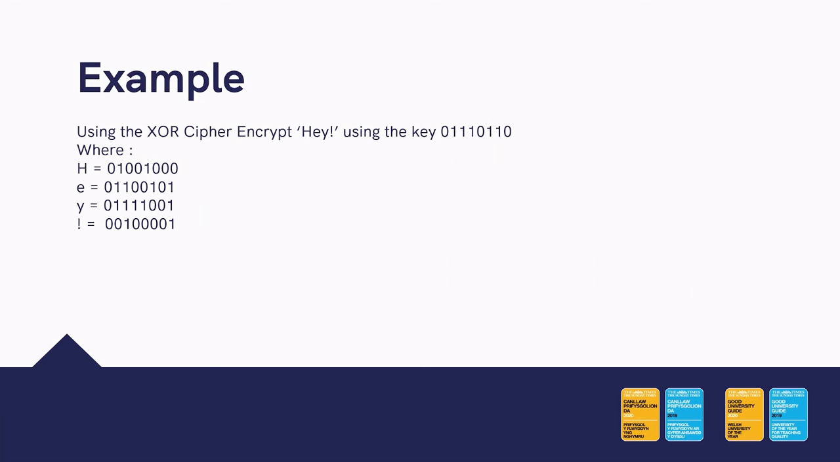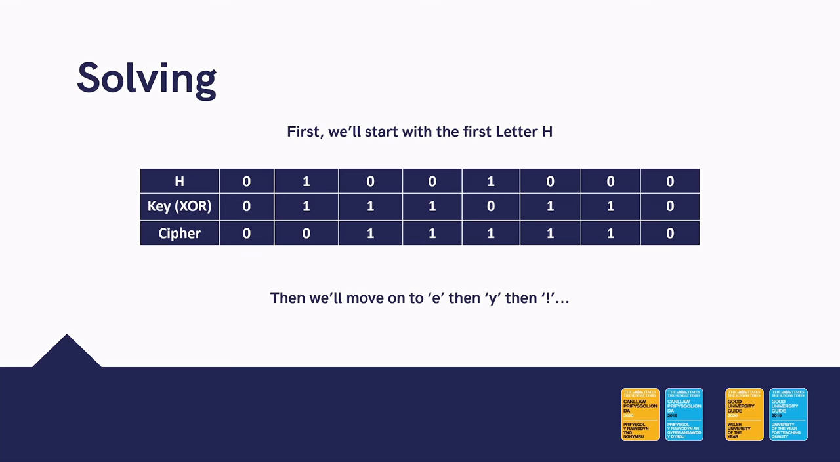Now, let's look at an example. Using the XOR cipher, encrypt the word HEY with an exclamation mark using this key. And here we've provided you with what the ASCII values are for HEY exclamation mark. To solve, let's start with the letter H and then work our way through. So we have our binary for H here, we have our key, and we can just start working on the XOR.